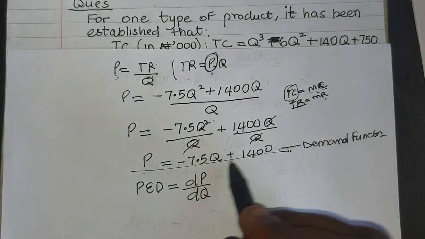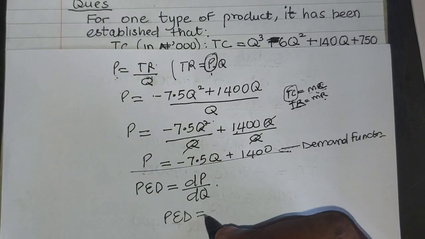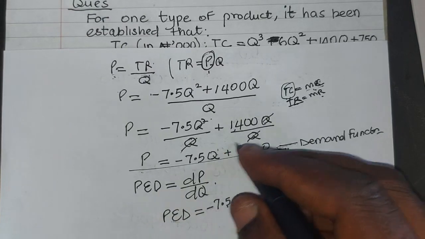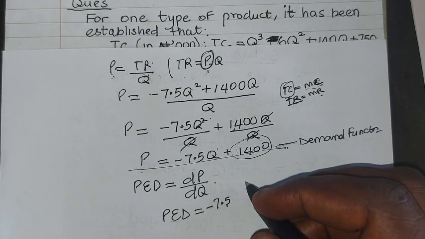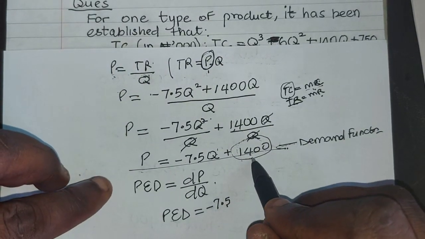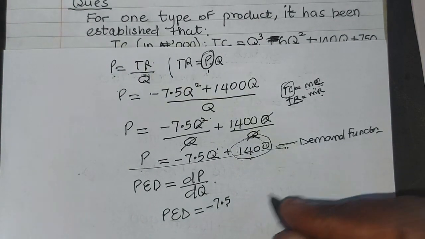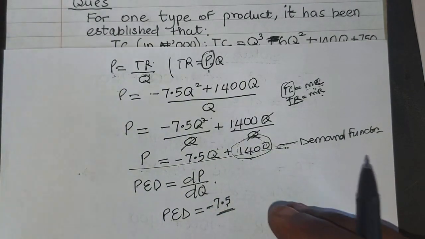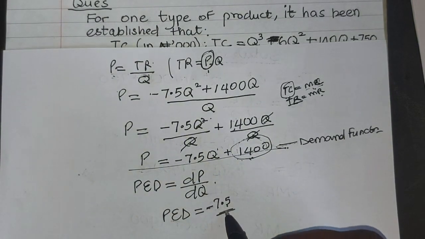So let's differentiate this. The price elasticity of demand will now be minus 7.5. This is q raised to power 1, that is 0. Then the differentiation of a constant is what? It is 0. So our answer is minus 7.5. So that is the price elasticity of demand.